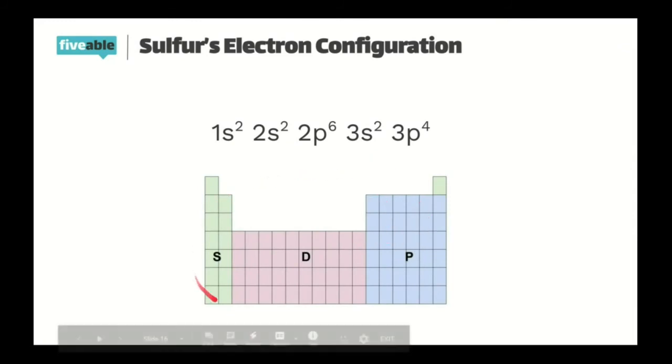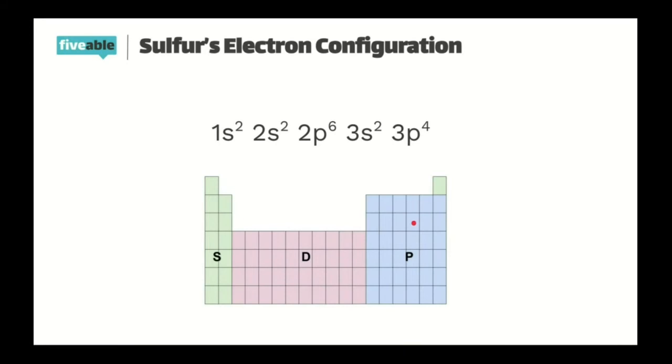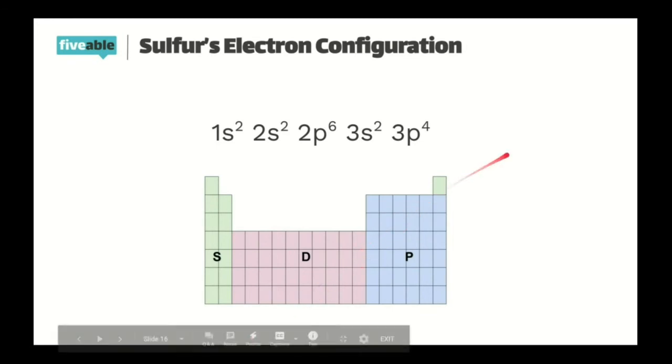And here's the thing, ladies and gentlemen. Here's a basic periodic table of the S, D, and P blocks. You'll notice I didn't include the F blocks here. Not that they won't ask you a question involving the F blocks. The F blocks are still super important, but the majority of electron configurations are going to be from this location here. So sulfur is located right here on the periodic table.